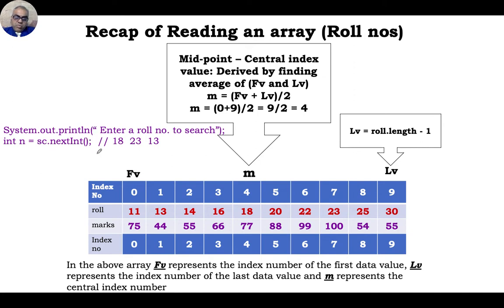In binary search, we take the cell number. We don't worry about the value. We take the first cell number, which is 0 in this case, and we take the last cell number. In general, whatever your variable is, dot length minus 1, because roll dot length is 10, 10 minus 1 is 9. So that will help me get the last cell number and the first cell number. They are necessary because we will end up finding the central cell number.